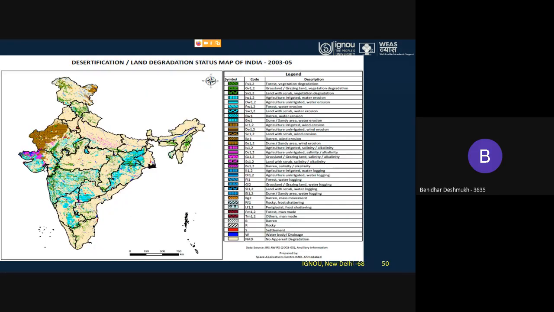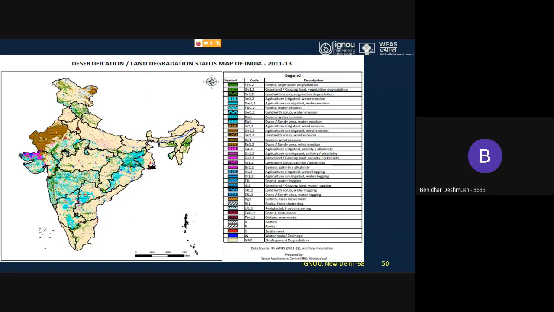And this is another map which was prepared by Indian Space Research Organization. There is one center of that in Ahmedabad, that is Space Application Center. They prepared this map for different time periods, showing different kinds of land degradation classes. This is the map which was prepared in 2016.